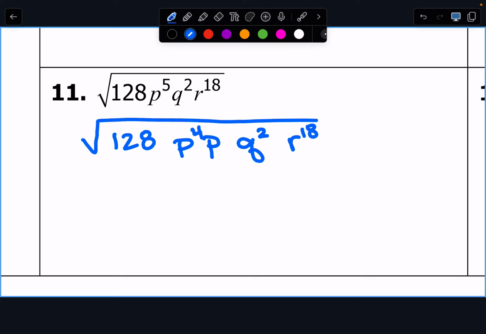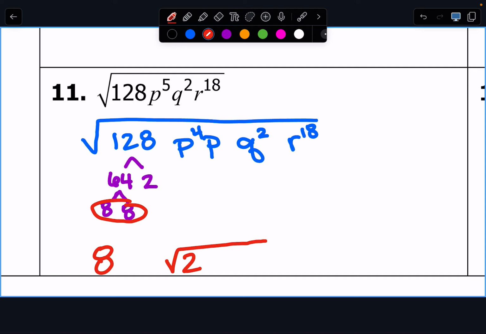Okay. Now, this is going to help me stay organized. 128. Anybody want to tell me 2 numbers that aren't 128 and 1 that multiply to 128? What do you think, Theo? 2 times 64? And 64 we know is 8 times 8. Are you cool if I just stop there? Yes. Because I know, hey, 8 can come out, but the loner 2 has to stay behind.